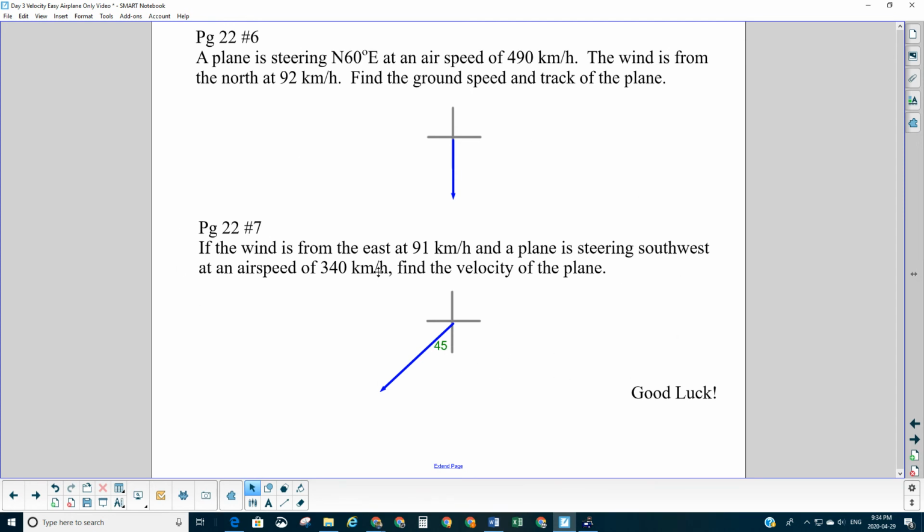So those are the only two questions you're going to do today. All of this is just about answering these airplane questions, and that is one of our classic calculus questions. Good luck.